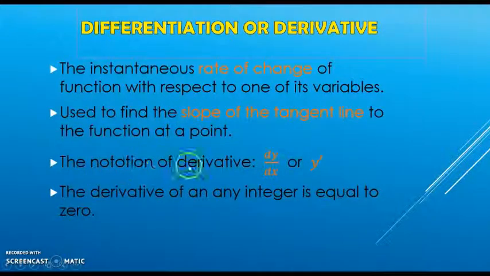Next, the notation of derivative is dy over dx or y prime. The derivative of any constant is equal to 0. For example, the derivative of 2 equals 0, and the derivative of 1 over 1.5 equals 0, which means any constant without any variable.